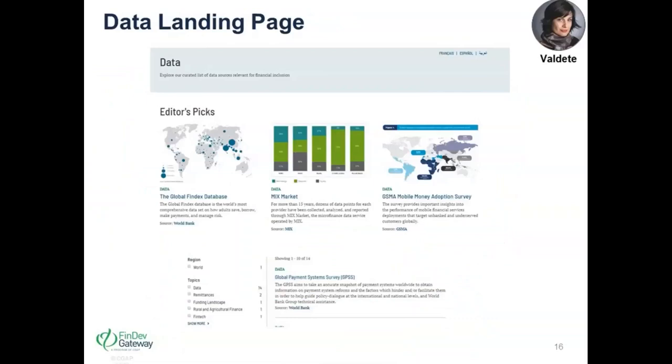And the last but not least, this is also a new feature on our site, the new data landing page. We created this because we realized that there are so many useful data sets out there, but there was no singular place where you could go and see what's available and sort through by region or country and topic. So we created this data landing page, and we've curated a list of key data sets that are available for financial inclusion and microfinance.